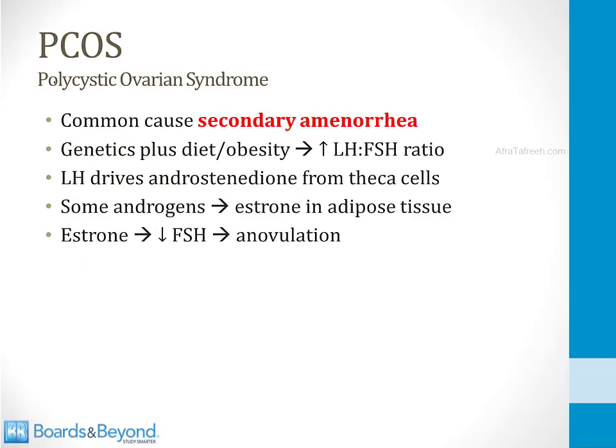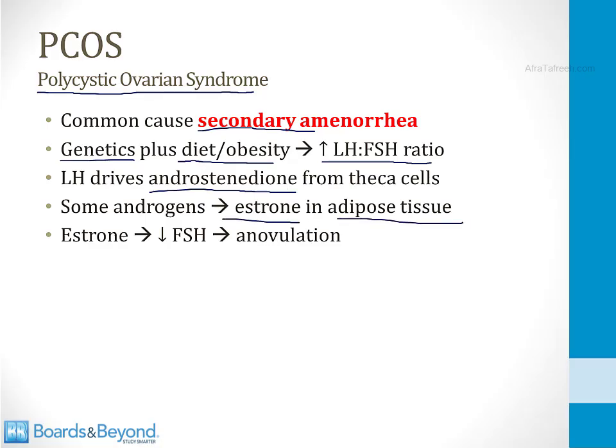The final cause of amenorrhea I'll discuss is polycystic ovarian syndrome, which is a common cause of secondary amenorrhea. This disorder is very complex and incompletely understood, but it's believed that a woman's genetics plus environmental factors like her diet, which can lead to obesity, raise the ratio of LH relative to FSH in the serum. The LH drives production of androstenedione from theca cells, and androstenedione, as you may know, is an androgen. It will be released into the serum, where some of it will be converted into estrone by adipose tissue like we talked about previously. The estrone then further suppresses the FSH level, and this leads to anovulation.